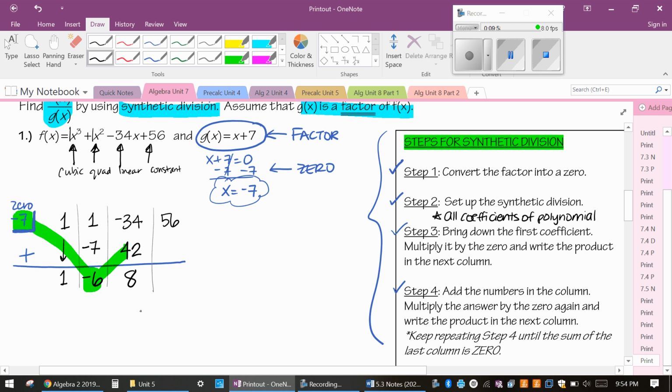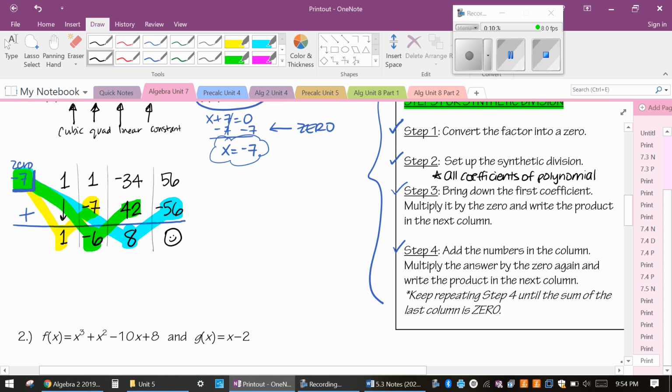And I'm going to keep repeating the steps. So now I'm going to multiply. I'm just going to show you. The first time we multiplied -7 with 1, and we put that in the next column. Then I multiplied the -7 with the -6, and I got 42. And now I'm going to multiply the -7 with the 8, and put that in my last column. So -7 times 8 is -56. You're going to keep repeating those steps until you have a sum. So remember, you're going to add the last two numbers, 56 plus -56, until you get a 0.